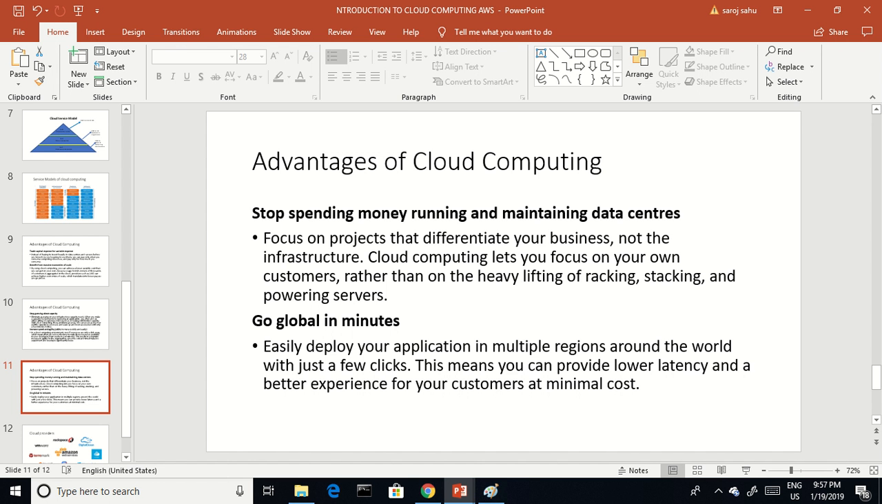Go global in a minute means you can easily deploy your application in any region around the world. You can access the cloud computing services in whichever region you want. Say my client is in the USA. If I build my application in India, it is not worthwhile, because the latency would be very high, so the client gets the latency. So I have to provide the services from the region where the client is sitting. If my client is sitting in the USA, it is better to build the application in the USA region. So it is go global.